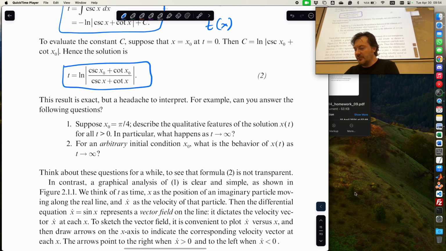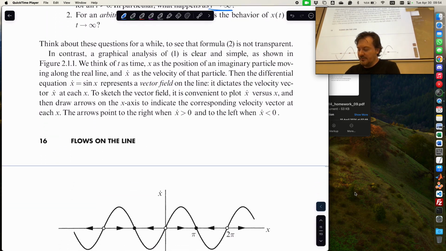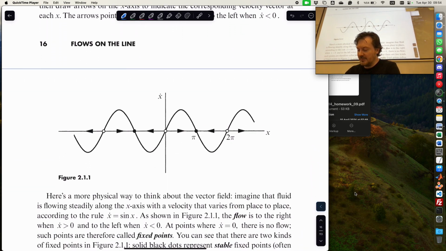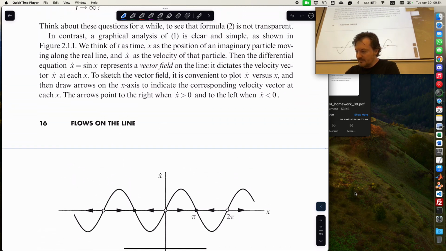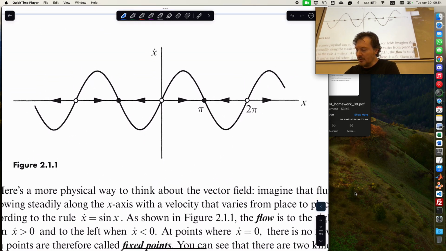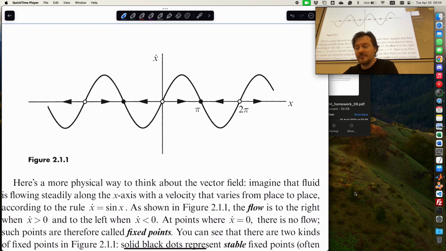Now, for example, suppose x0 is starting at pi over 4. Describe qualitatively features of the solution, okay? In particular, what happens when t goes to infinity? You can't answer that by looking at here, right? But you can answer it if you look at it graphically. Look how nice it is now. Okay, so we plot x dot versus x, and let's remind ourselves x dot equals sine of x, or in general x dot equals f of x.